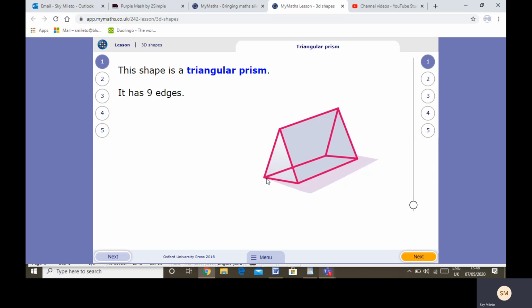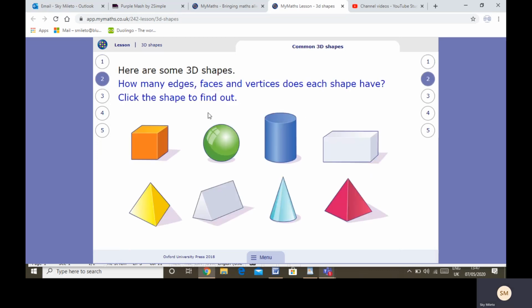And remember, where one edge meets another is called a vertice. Look at these two, where that one runs up, and then this one runs up. The very tip here is called a vertice. In fact, 3 edges meet at this tip because the top one meets there as well. So it's 2 or more edges meet. So that's our triangular prism.